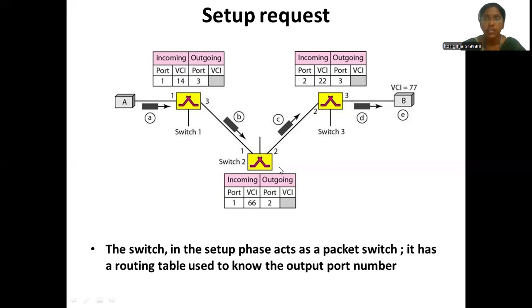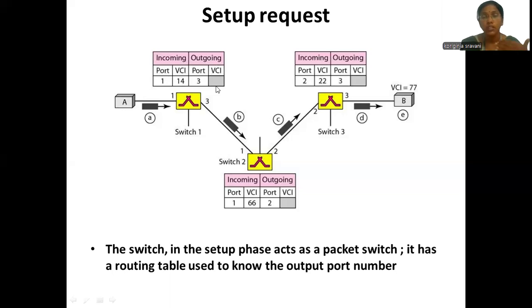In the setup phase, we access the packet switch. Here we have three switches and two sources. The source is A and the destination is B. For each and every switch we have a table: port 1 is incoming at switch 1 and port 3 is outgoing, with VCI 14, but the VCI of switch 3 is not known in the setup request.